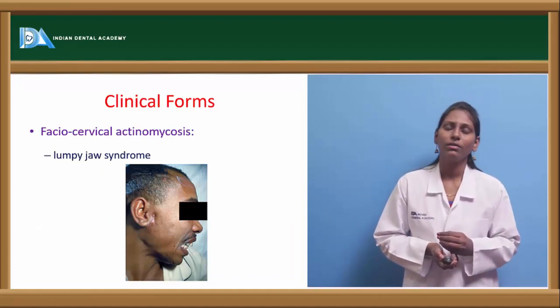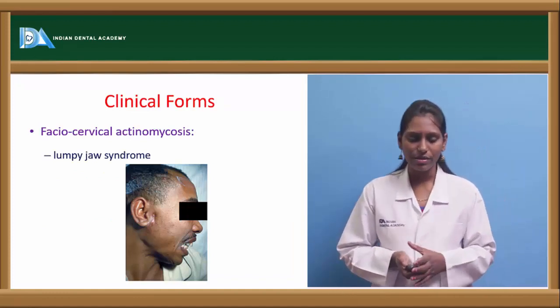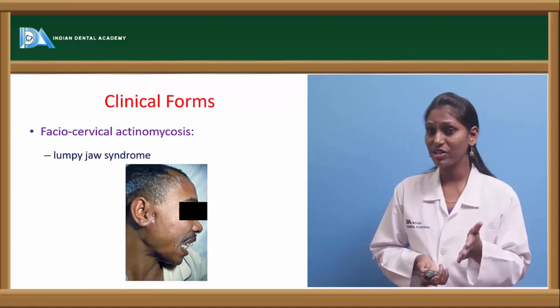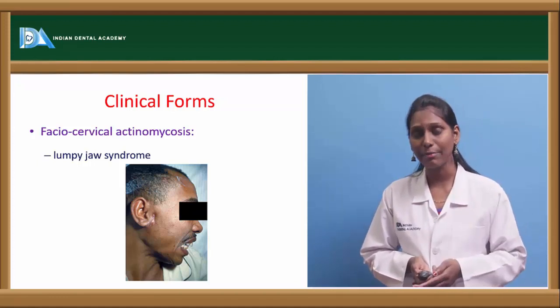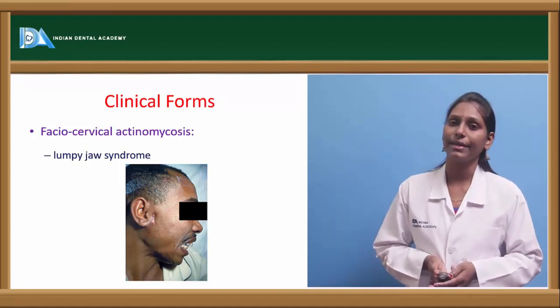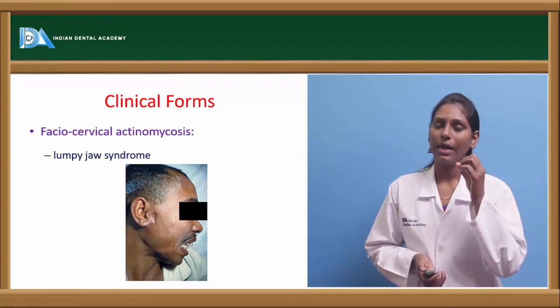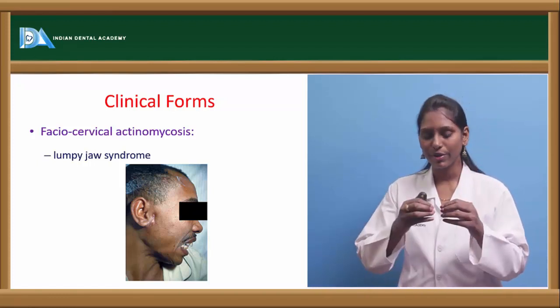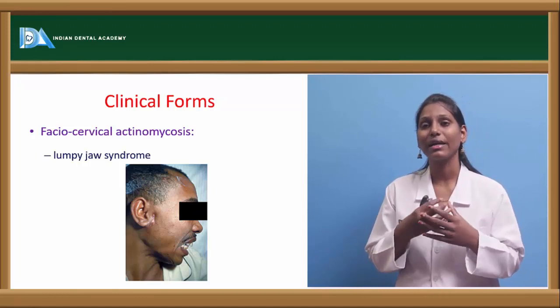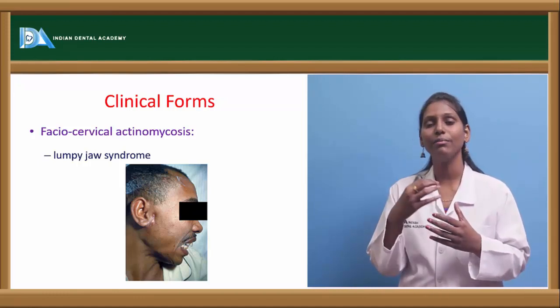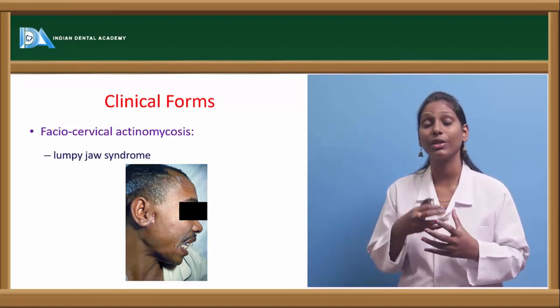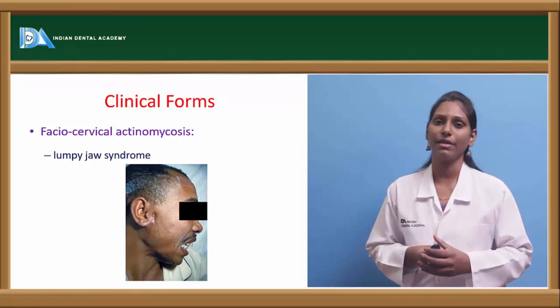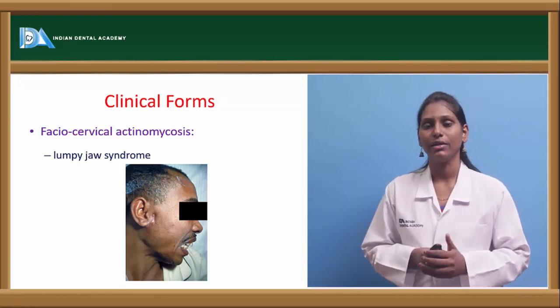Actinomyces is an anaerobic organism, gram-positive and filamentous in nature. It looks like a fungus because of the mycelia that are present, but it is a bacterium in nature.